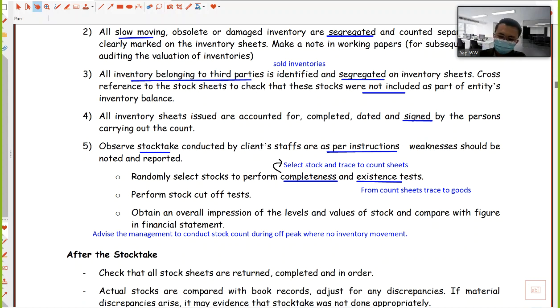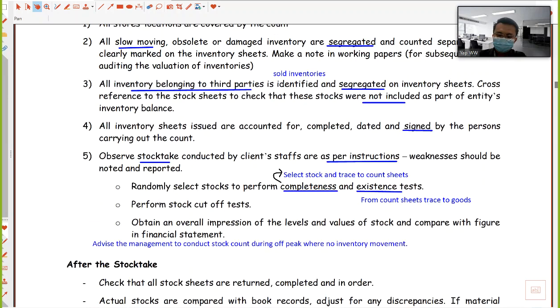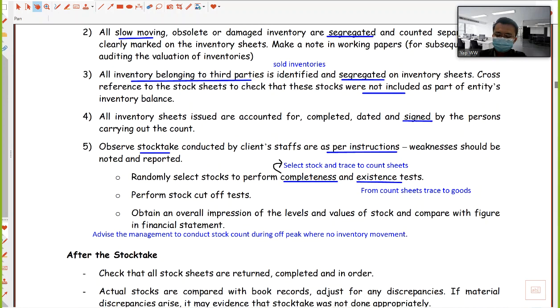So stock cut-off test, no need to explain. It's the same thing. Obtain pre and post year-end dispatch notes from the customer and payables. Ensure proper cut-off for the stock. Stock coming in and stock going out must be recorded in the correct accounting period. Okay. So no stock movement.